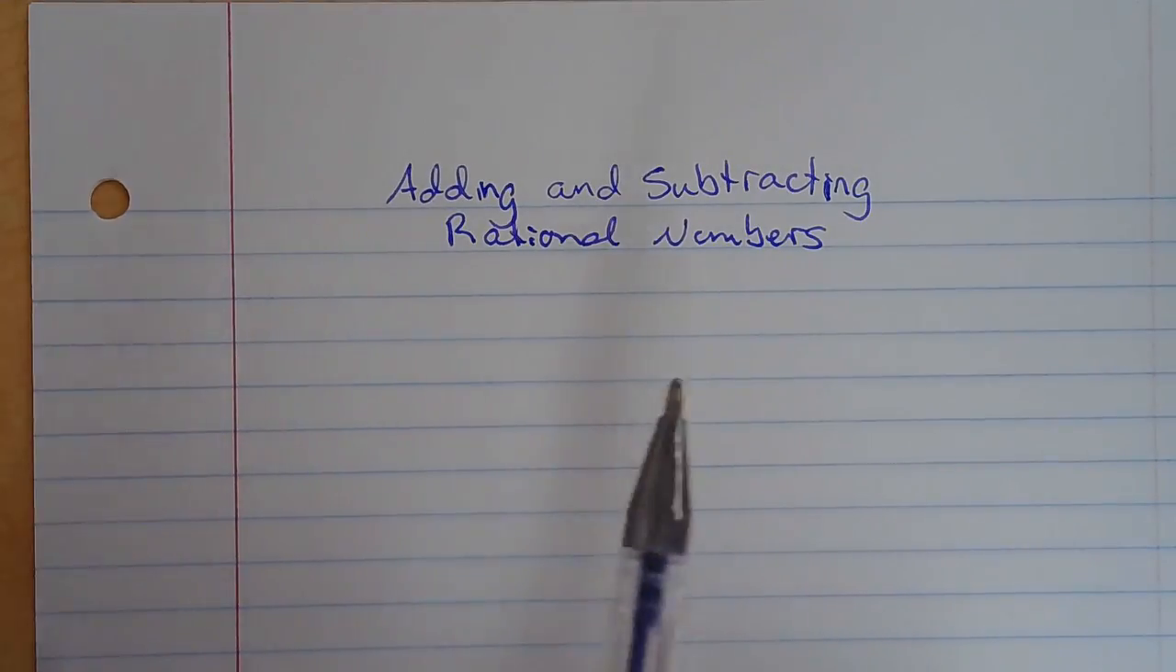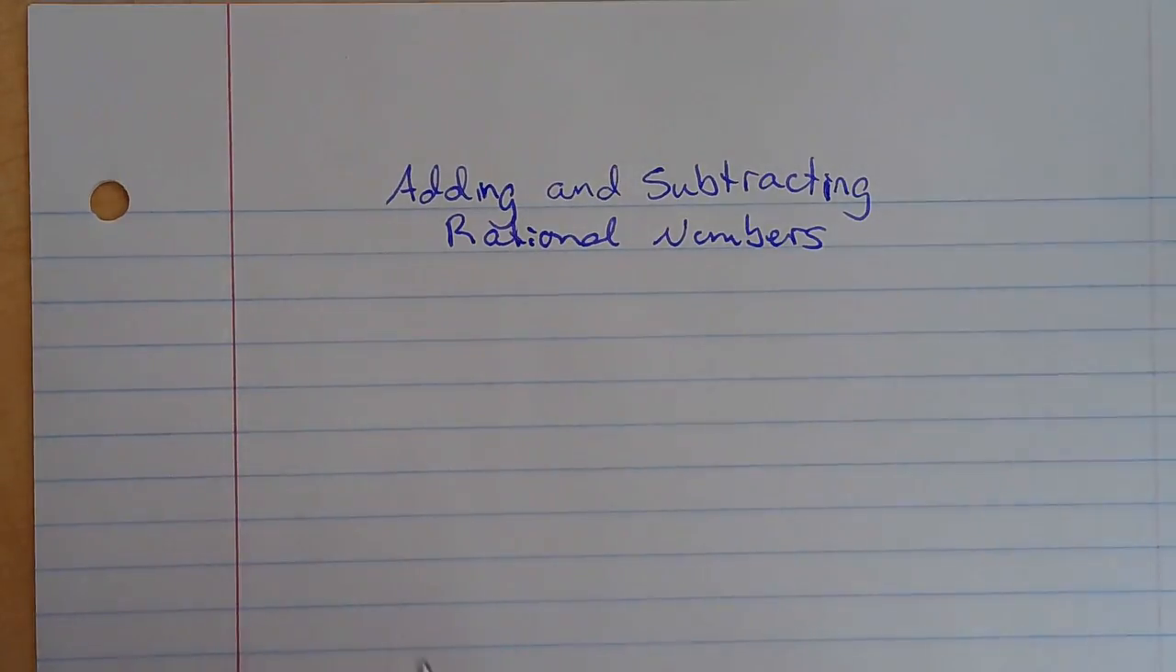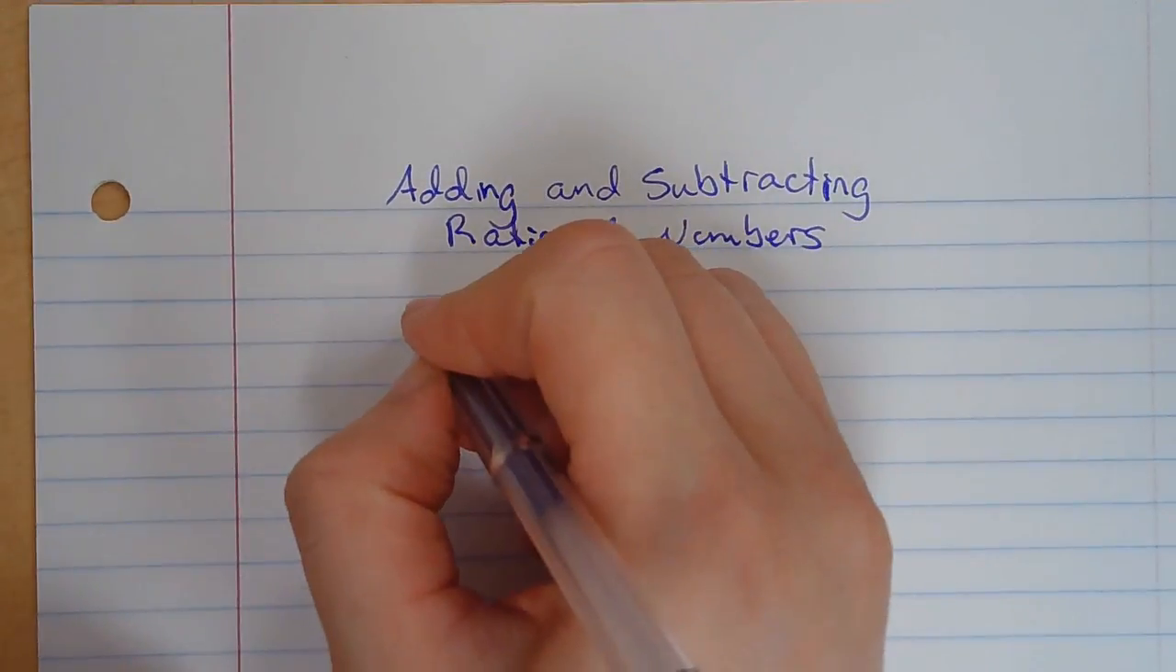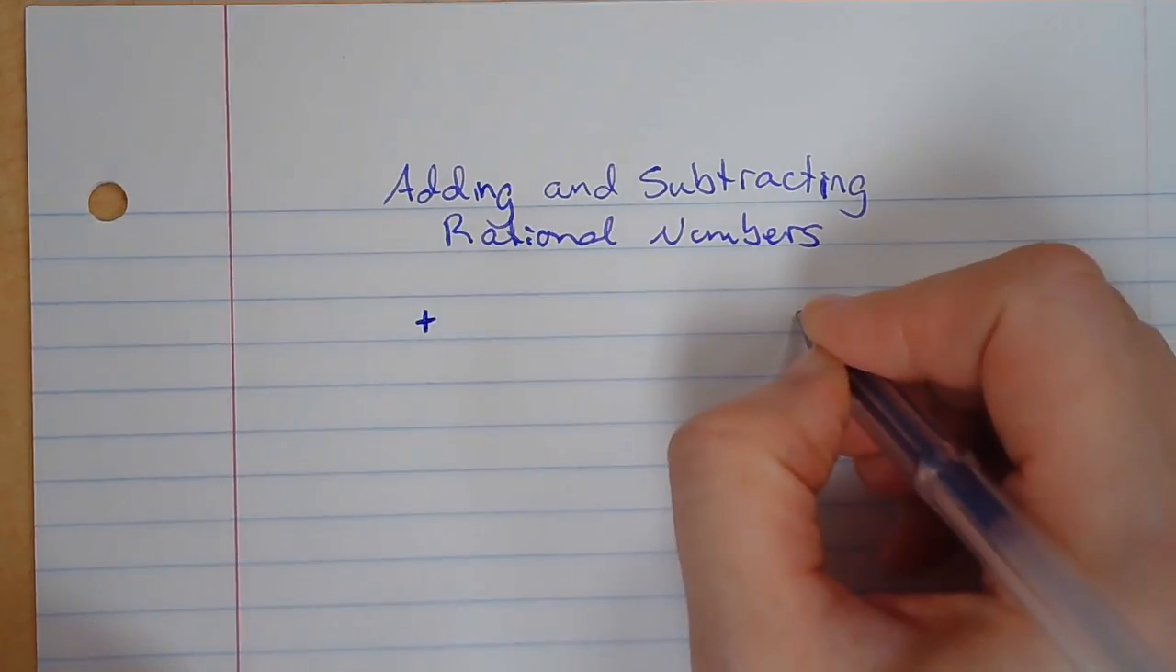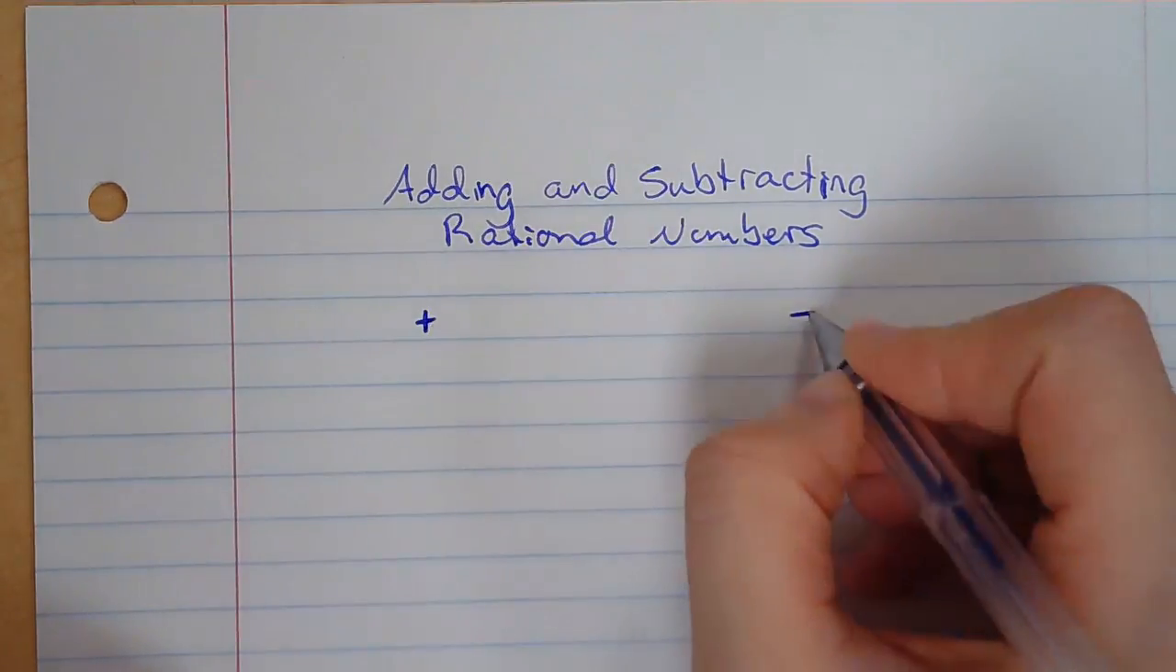Hello students! Today we're going to look at adding and subtracting rational numbers. Specifically, we are going to look at what happens when you mix positives and negatives to add or subtract together.